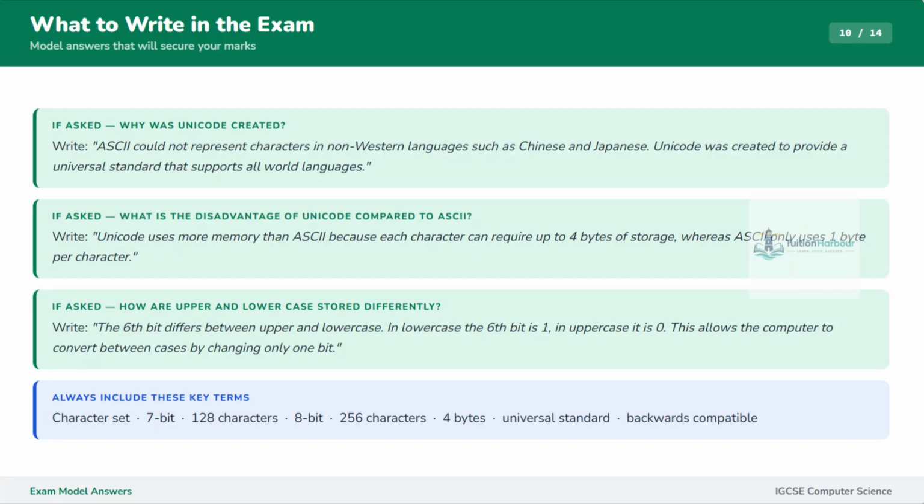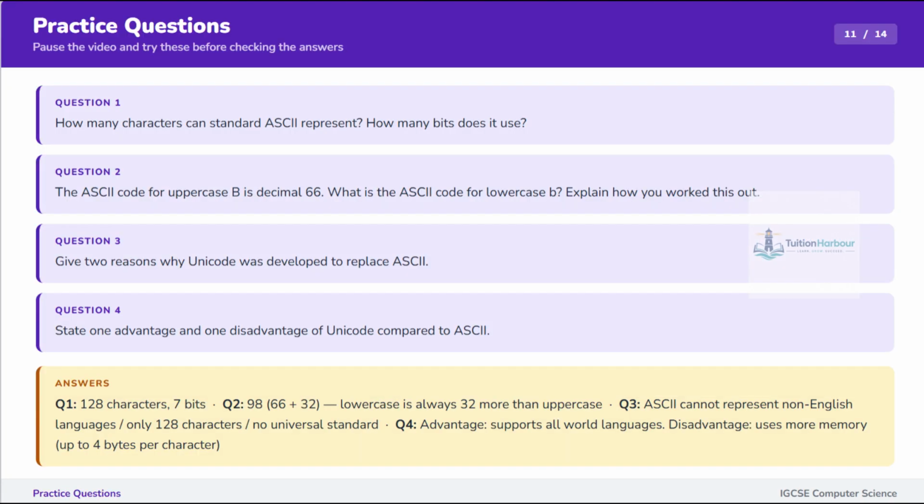Here are model answers for common exam questions. If asked why Unicode was created, write, ASCII could not represent non-Western languages, so Unicode was created as a universal standard. If asked the disadvantage of Unicode, write, Unicode uses more memory, up to 4 bytes per character compared to 1 byte in ASCII. Pause the video and try these questions.